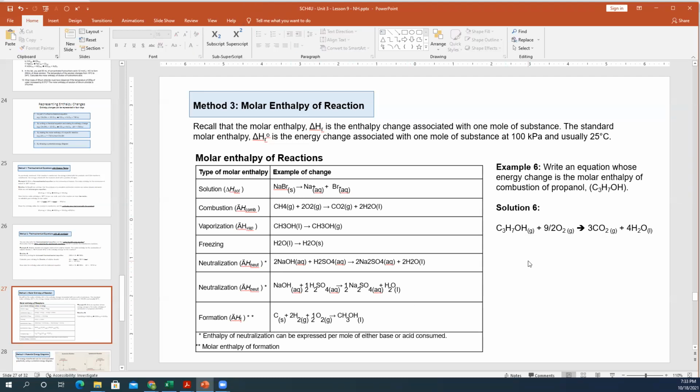But here in the solution to this example, you just write down that equation. This is the equation whose energy change, the change in energy for this equation, corresponds to the molar enthalpy of combustion of propanol. There's propanol, 1 mole of it, and this is a combustion reaction. So this is the equation whose energy change is the molar enthalpy of combustion of propanol.